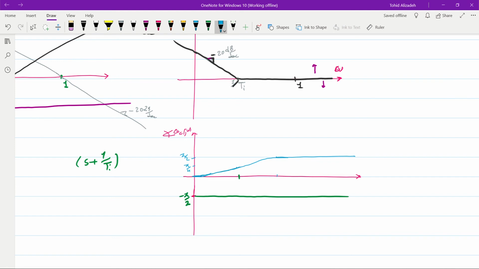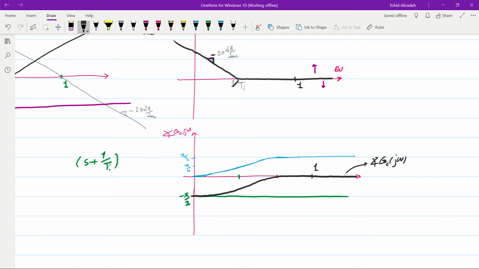Now to obtain the phase plot for the whole controller, we need to add these to each other. 1 decade after 1 over Ti, the phase will become 0, and initially it will be equal to minus pi over 2. And again, we assume that 1 over Ti is much smaller than 1. So what you see in black is the final phase for Gc(jω), where we have the controller in the form of a PI controller.